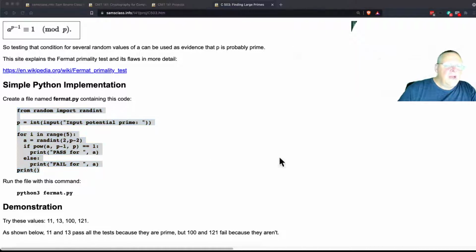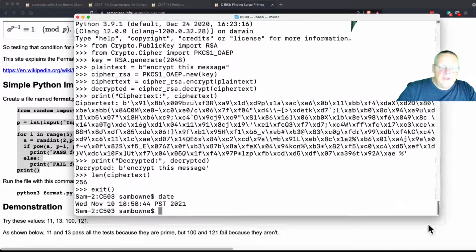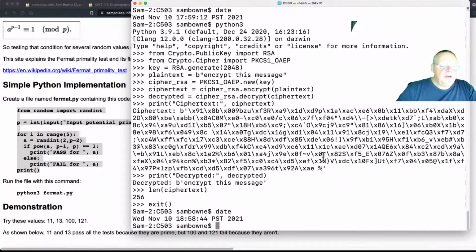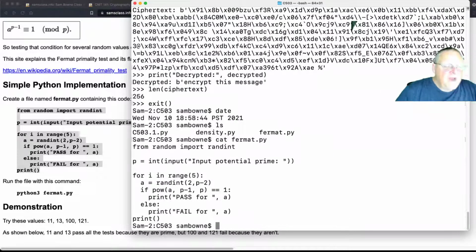program, and it's fermat.py, and I think I've already got it here. All right, let's try ls. Yeah, so if I cat fermat, all right, what this is going to do is input a potential prime from the user, and then it's going to take a random integer, and then it will see if the power of a to the p minus 1 mod p is 1. And if it's true, it says pass, and otherwise it prints fail.